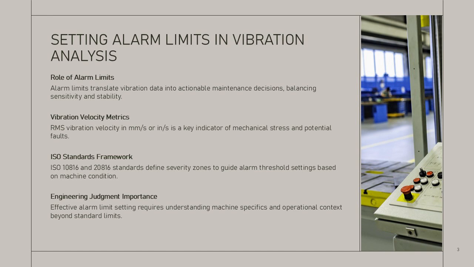This presentation introduces the ISO velocity severity concept and explains how it is used to define alert and danger alarms in an engineering professional manner, suitable for pumps, motors, compressors, turbines, and other industrial rotating equipment. The objective is to equip engineers and reliability practitioners with a clear, defensible approach to alarm limit setting that supports safe operation, optimized maintenance planning, and long-term asset health.